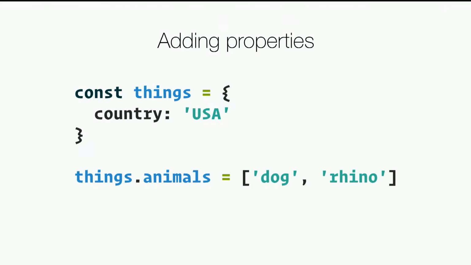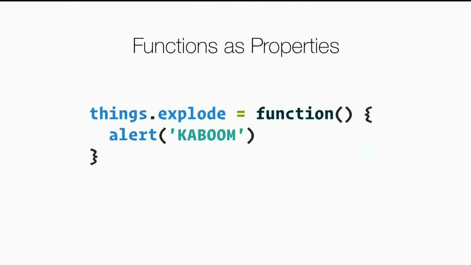Functions as properties, we call those methods. We could do it like this, using the dot syntax, add it after the fact. We've mostly been doing that inside the literal, but no reason we can't do this. Totally works.